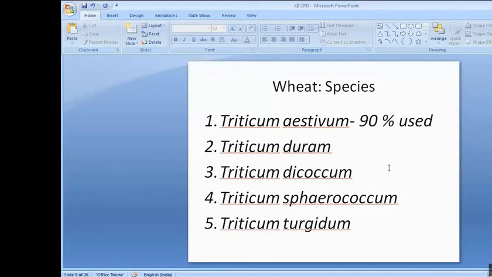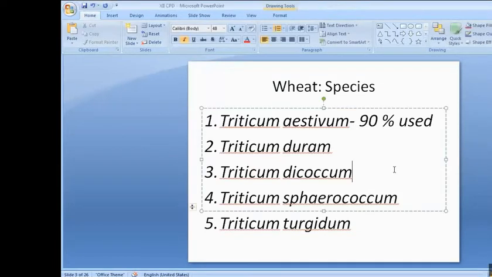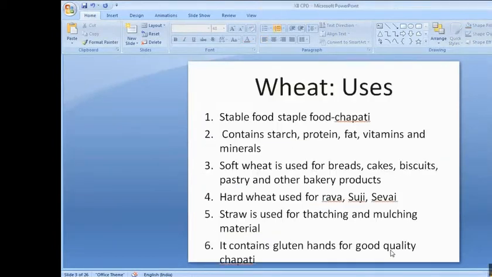Are you in a position to see the slides? If you are okay, please raise your hand if you are seeing the slides. Yes, you can note down the points from the slides, or I will try to give them on YouTube, but that will take time. Now these are the species.